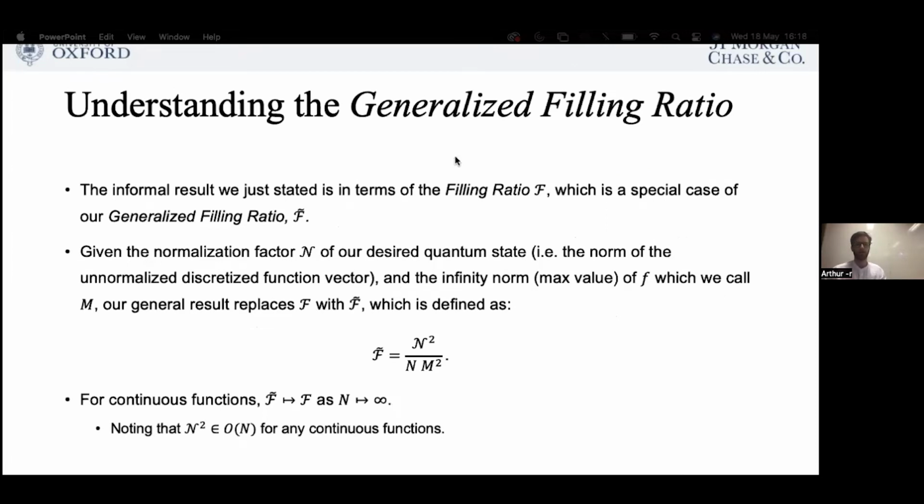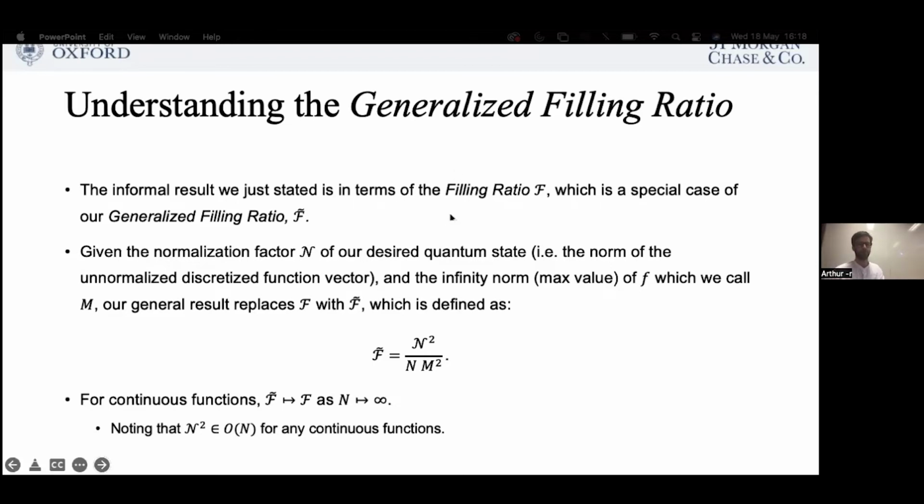Here, I'll just briefly mention the generalized filling ratio. Our result was stated in terms of the filling ratio, which, as I mentioned, is an asymptotic property. But you can equivalently state it in terms of the generalized filling ratio that applies for any state you might want to prepare, not just continuous states. And it depends on properties of the discretized function vector.